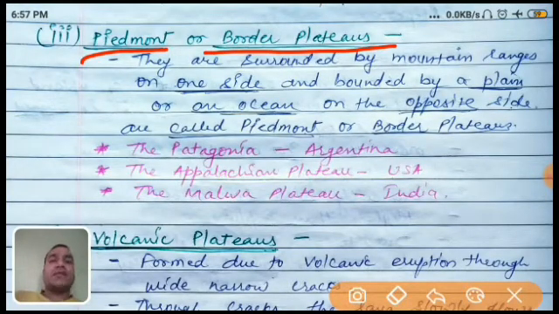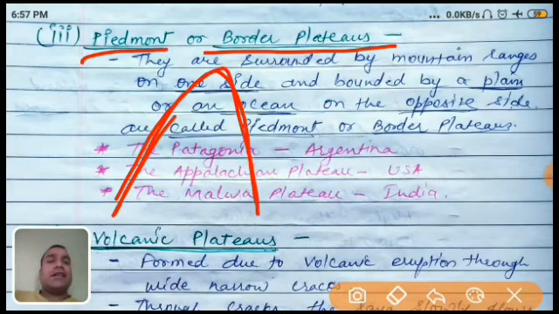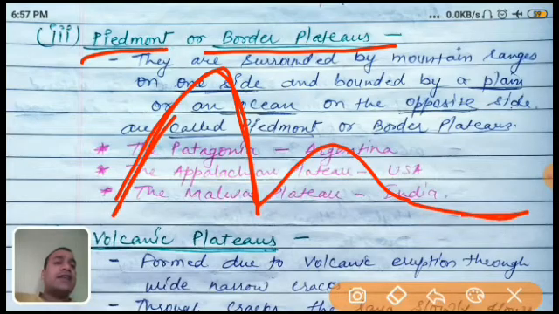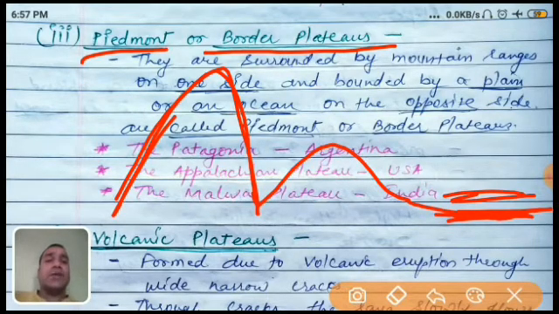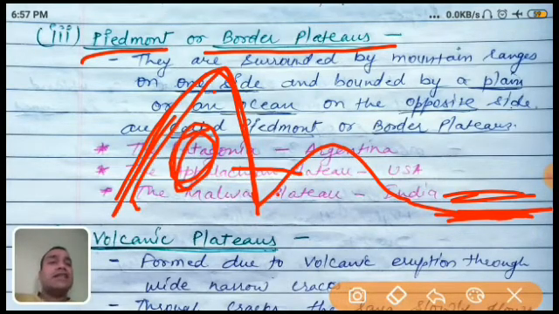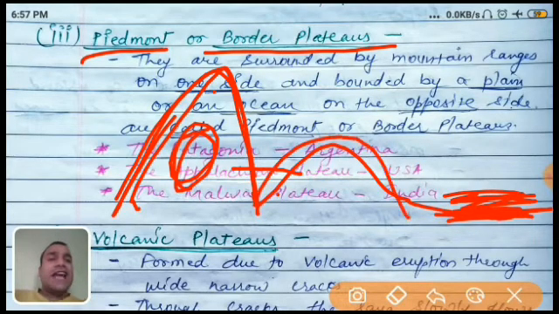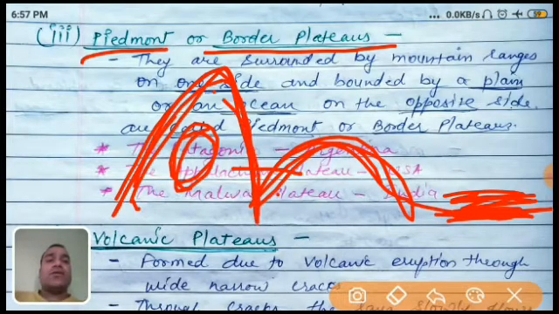What is the border? What is the Piedmont? Very simple. On one side there is a mountain range, then there is a plateau, and then on the other side there is either a plain or the ocean. One side is surrounded by the mountain, another side is surrounded by the plain or the ocean. This type of plateau is called Piedmont or the border plateau, because it is bordered with what? One side bordered with mountain, one side by the plain or the ocean.